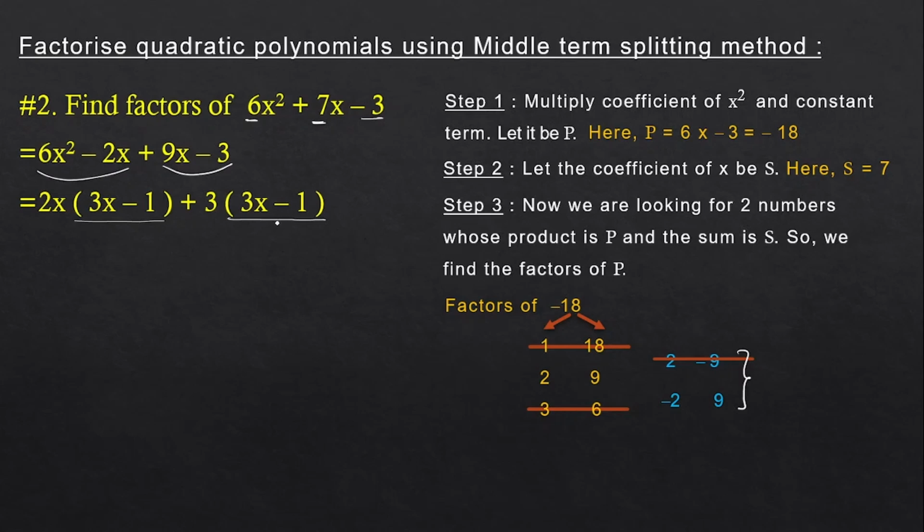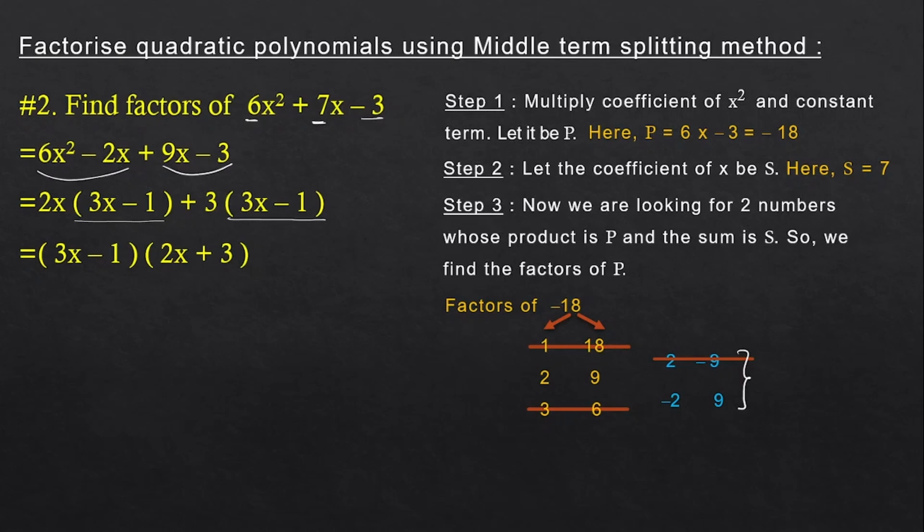Please make sure you double check this particular step. Now, out of the two terms, what is common? We have 3x minus 1 common. So the second factor becomes 2x plus 3. So the factors of 6x square plus 7x minus 3 go as 3x minus 1 and 2x plus 3. I hope you are understanding.